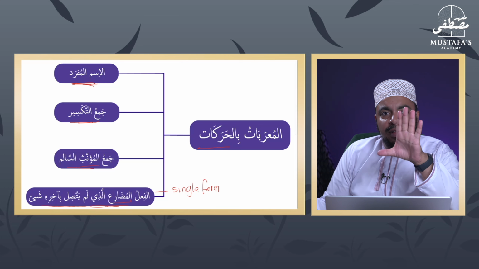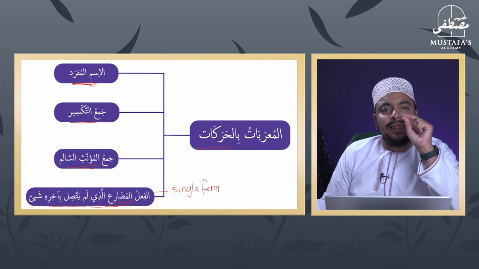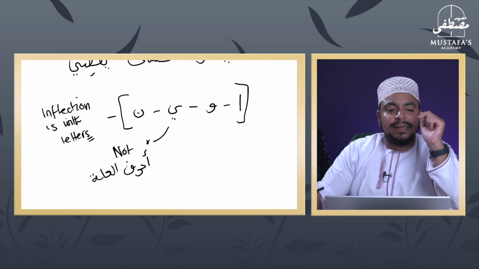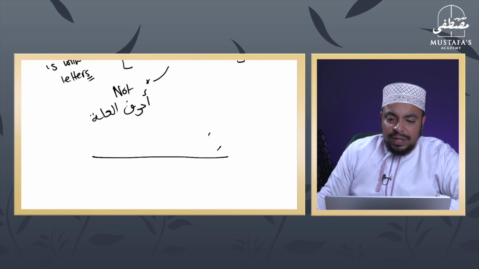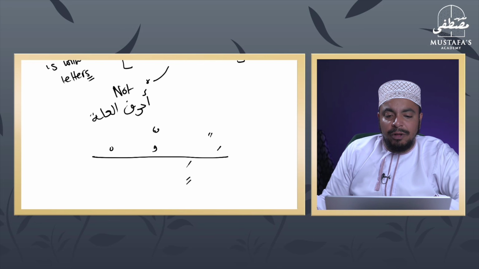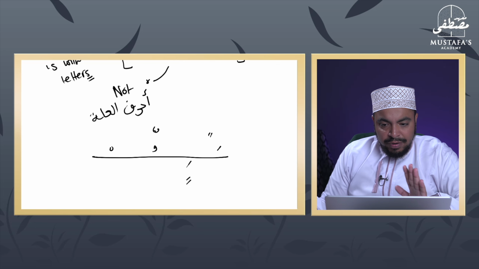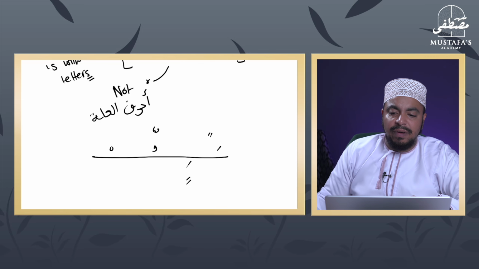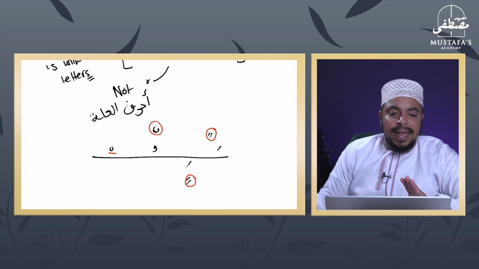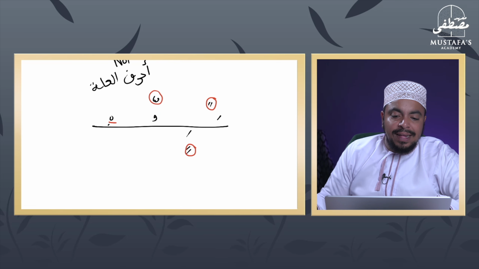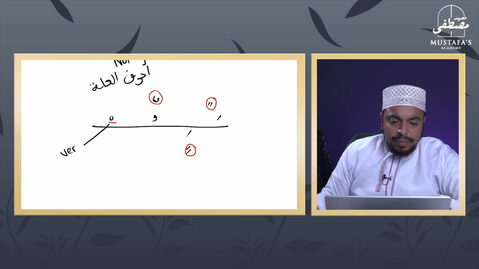Al-mu'rabat bil harakat, the first type of words, their inflection is with harakat. The harakat intended are fatha or fathatan, kasra or kasratan, dhamma or dhammatan, or sukoon in itself. Any one of these. Is that very clear? Understood? So you either have fatha or fathatan, kasra or kasratan, dhamma or dhammatan, or the sukoon on its own. But as we said, the sukoon is specifically for the verb.